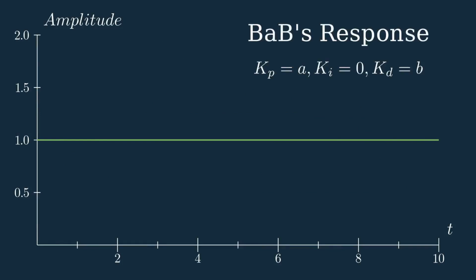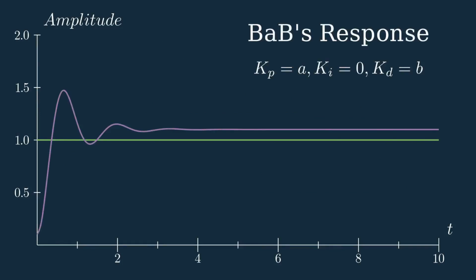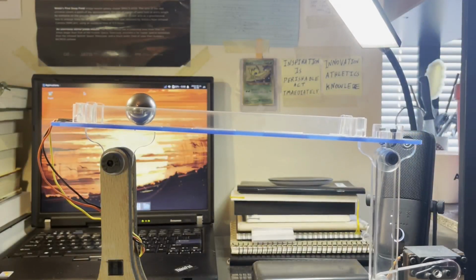The updated response from BAB when adding Kd should look something like this. As you can see, it's not quite there yet, but very close. Now back to the physical setup to tune the derivative gain.